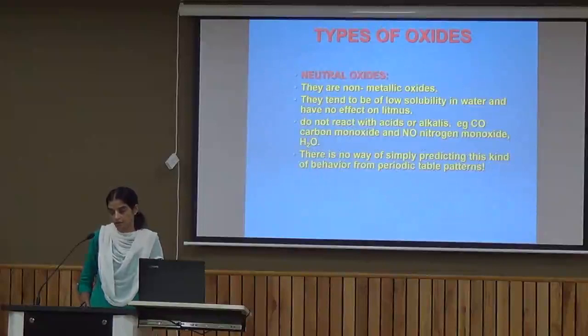Then another type of oxide is neutral oxides. They are again non-metallic oxides. A few non-metallic oxides are neutral in nature. They have comparatively less solubility in water and do not affect litmus. They do not react with acids or alkalis. Examples in this category are CO, that is carbon monoxide, NO, that is nitrogen monoxide, and water.